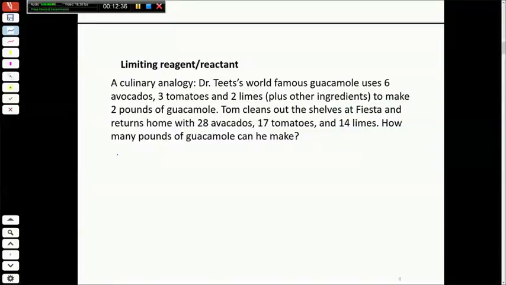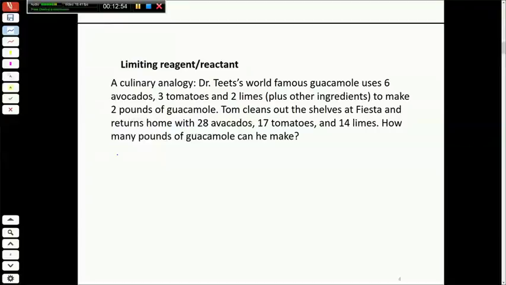I haven't made this in a long time, but I do make guacamole once in a while. I'm not going to tell you all the ingredients because I don't want to give away my secret, but I use 6 avocados, 3 tomatoes, and 2 limes, plus some other things, to make about 2 pounds of guacamole.